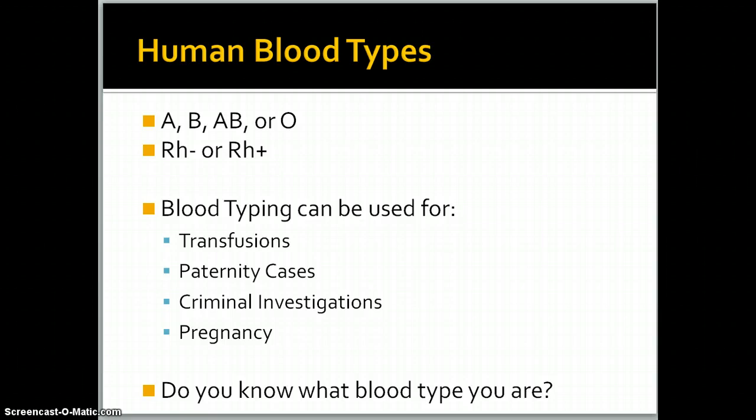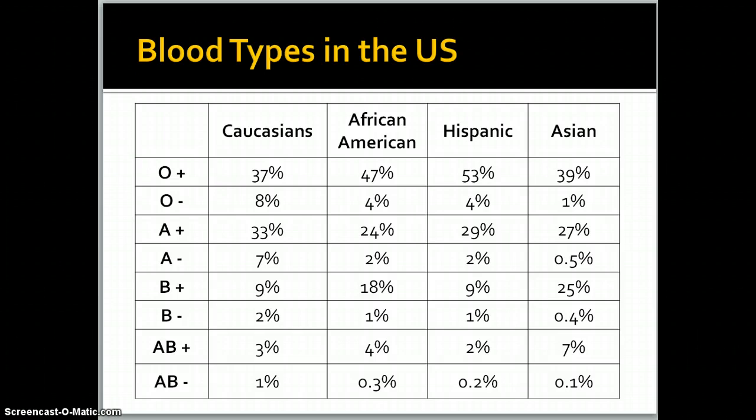So let's look at the types of blood that are found in the United States. So here's a table showing the breakdown of different blood types in the United States. You can see from this table that O and A are very common. Positive is also more common than negative. So the most common blood type is O positive and A positive. I happen to be A positive.